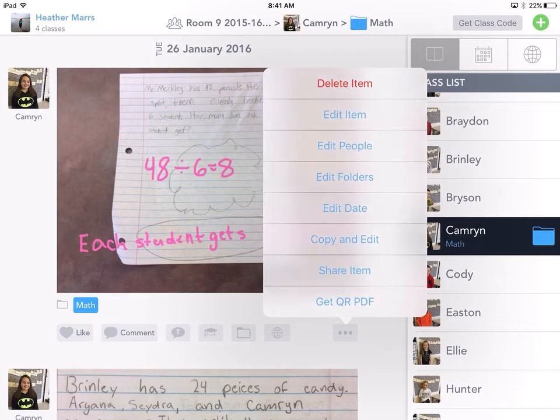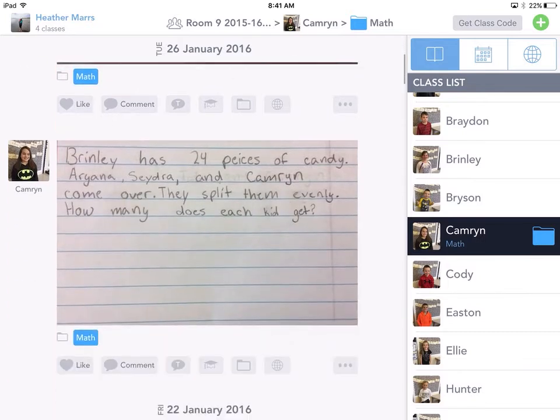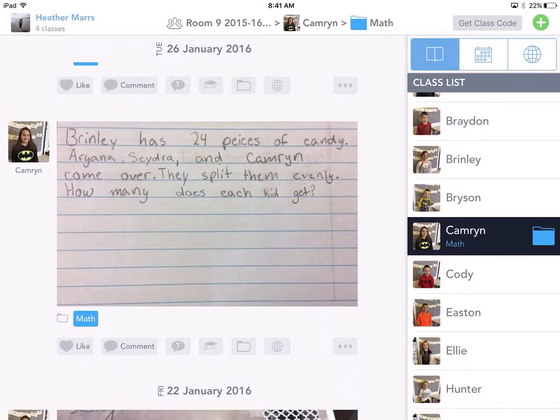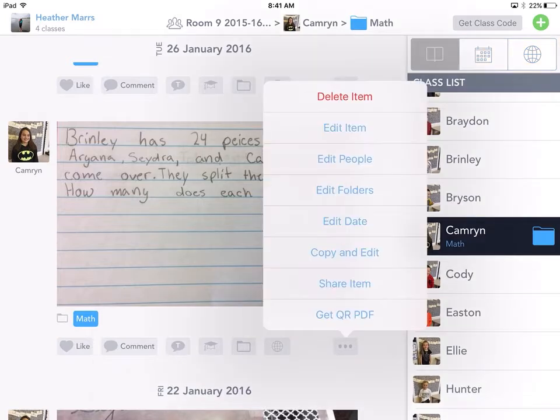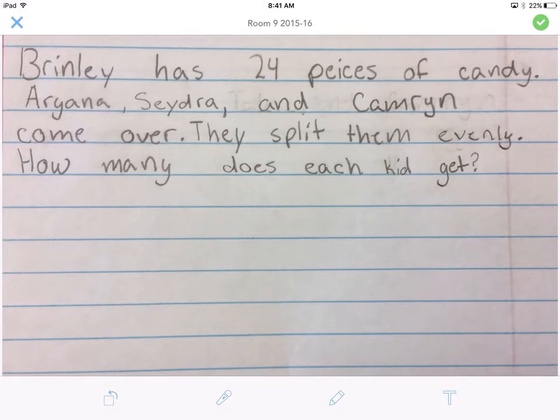So she clicked on the copy and edit button, which allowed her to add drawing to this item. So she wrote out the problem and wrote out her sentence for the answer. So here is Cameron's that she wrote. As you can see, it's blank at the bottom, waiting for somebody to answer it. So she wrote it out, and if I was going to answer hers, I would click on the 3 dots, copy and edit. So now it gives me some options on the bottom. I can add audio to it with the microphone. I can add a drawing with the pencil, or I can add text.